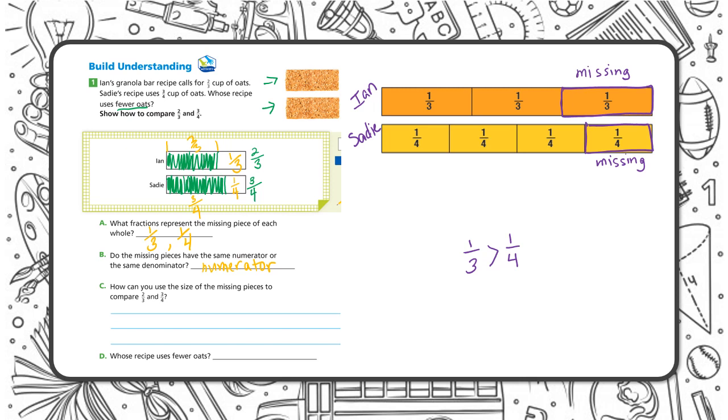And whose recipe uses fewer oats? Well, Ian uses fewer oats because his missing piece is greater. Boys and girls, comparing those missing pieces is just another strategy that you can use to compare fractions. If you noticed, 2/3 and 3/4 had a different denominator, but they also had a different numerator. So we couldn't use the strategies that we used last week to compare fractions.